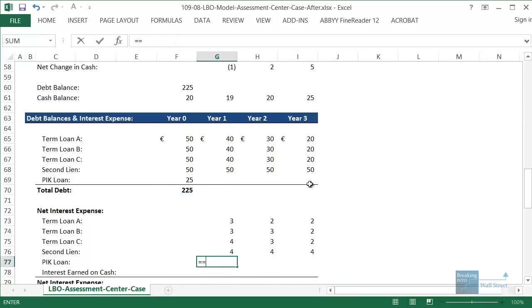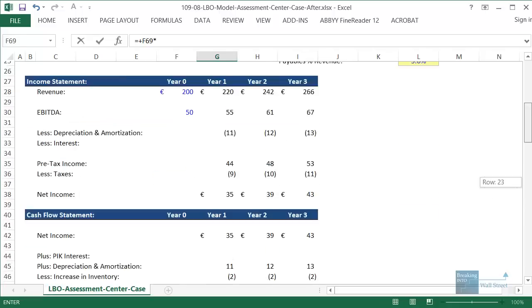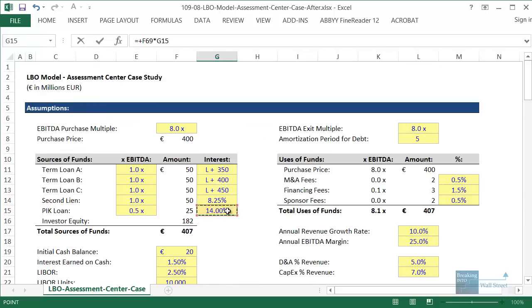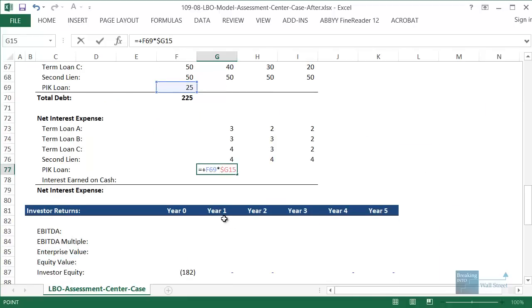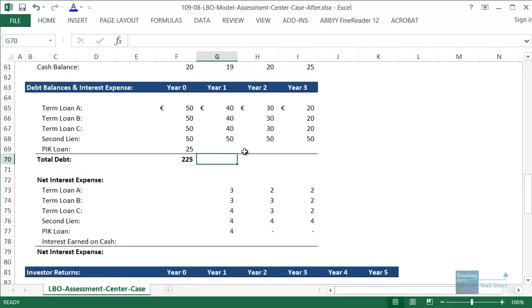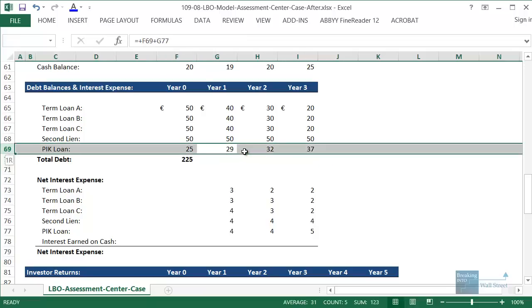For the paid in kind loan, we're going to take our balance in year 0, and then multiply by this 14%, and we'll anchor the G part so it doesn't shift around. And so we have that. Now the other thing we need to do is go back and change this so that the paid in kind loan in year 1 is equal to the year 0 number plus the interest expense for the paid in kind loan. So now this is going up by that amount.